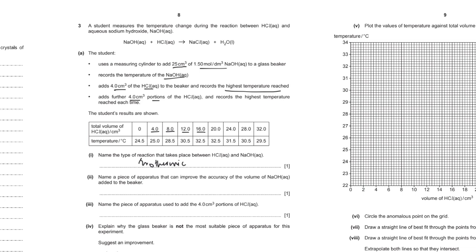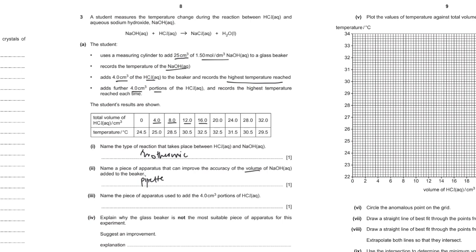Name a piece of apparatus that can improve the accuracy of the volume of NaOH added to the beaker. Did he mention any apparatus? No, he did not. But you should know that the most accurate pieces of apparatus are the pipette or burette. You can use either a pipette or a burette to improve the accuracy of the volume measurement.